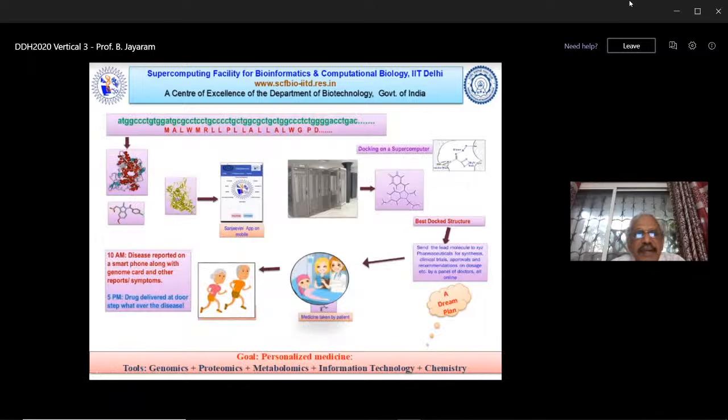My dream, of course, is that someday I'm sure all of us will carry an identity card, which probably has our own genome coded in it, right? So at 10 a.m. the disease is reported on a smartphone along with a genome card and other reports and symptoms. At 5 p.m. the drug is delivered at the doorstep, whatever the disease. So that's the dream. Can we do it?